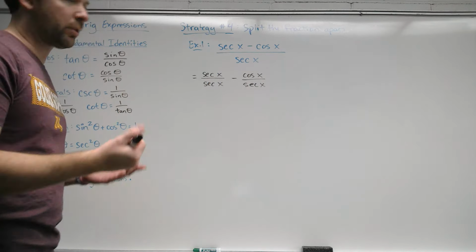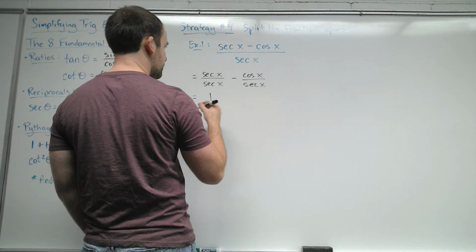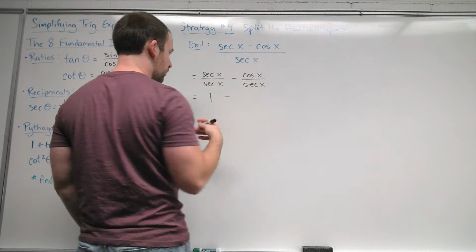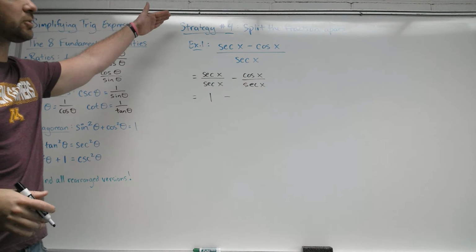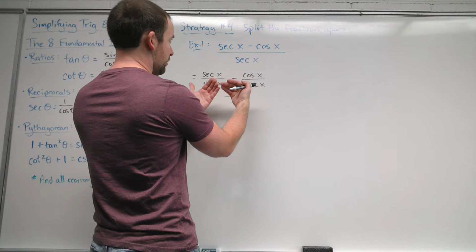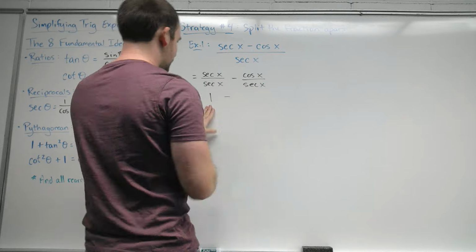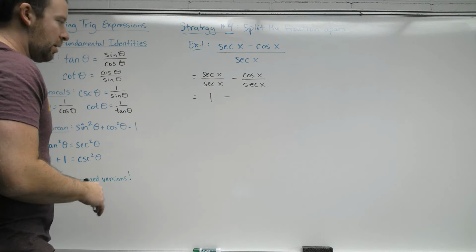Which lets me do what I wanted to do. It lets me take these two guys and cancel them. So it's kind of the reverse. It actually is the reverse of strategy number 3, where we made a common denominator to put them into one fraction. For strategy 4, we can also do the opposite thing here. Get those guys to cancel.